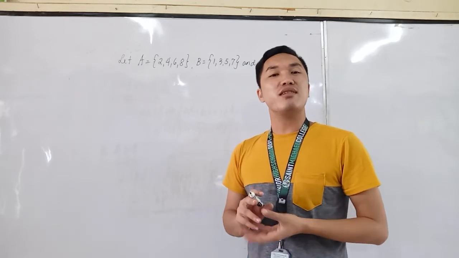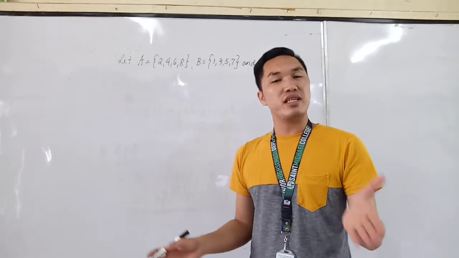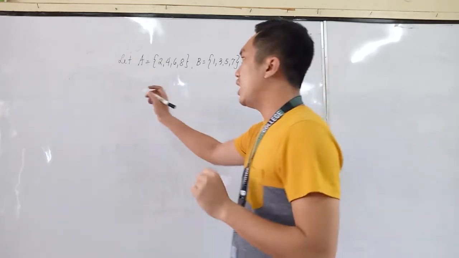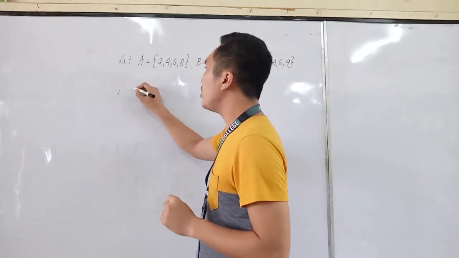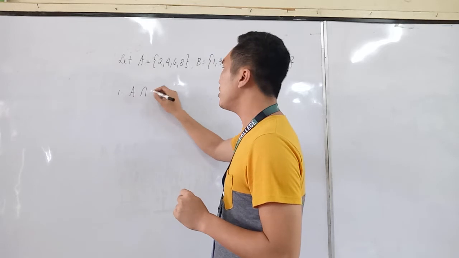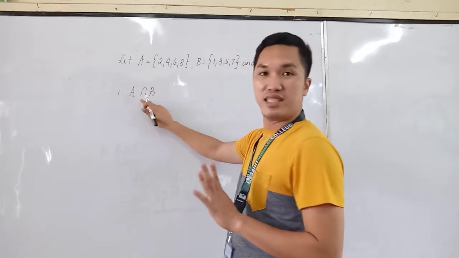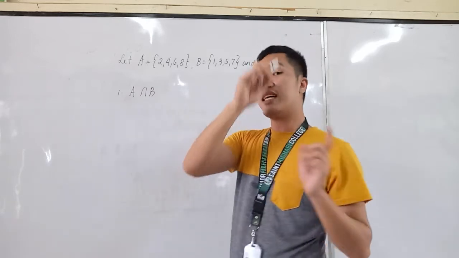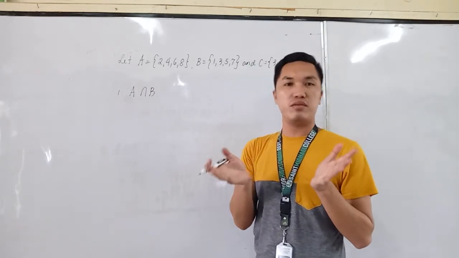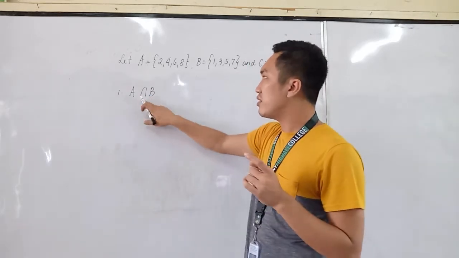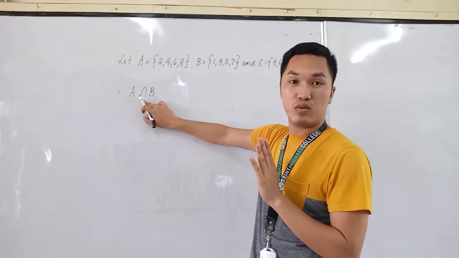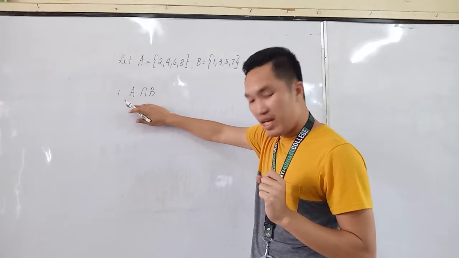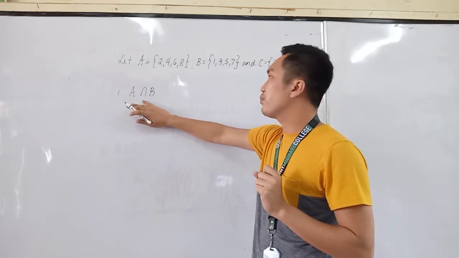Now, to put it in solving, let us have problems for better understanding of our topic for today. Let us have problem number 1. We have A intersection B. Take note of the symbol of the intersection. Earlier, the letter U, that's what we call the union. And this time, the intersection is the inverted U. Again, take note of that. So let us proceed with the problem A intersection B.